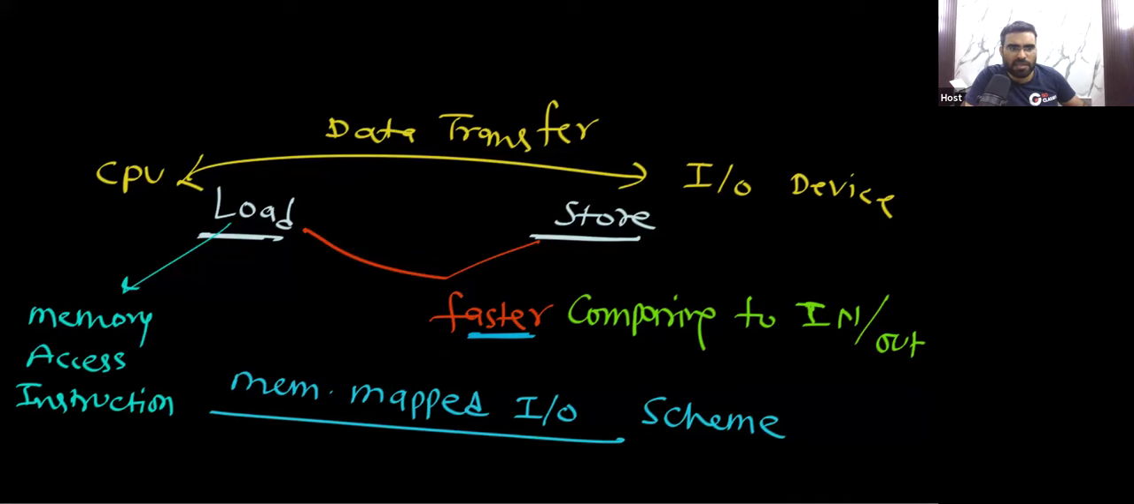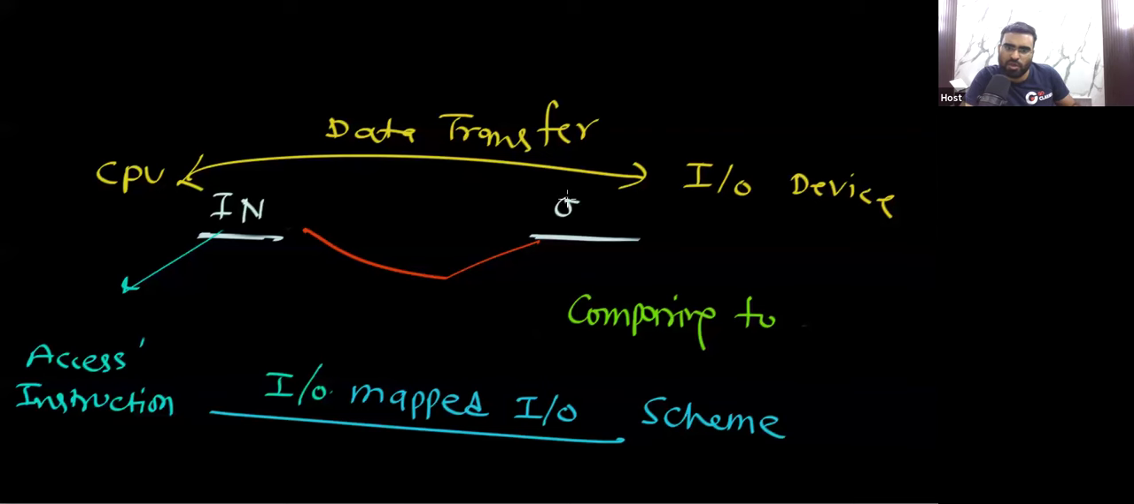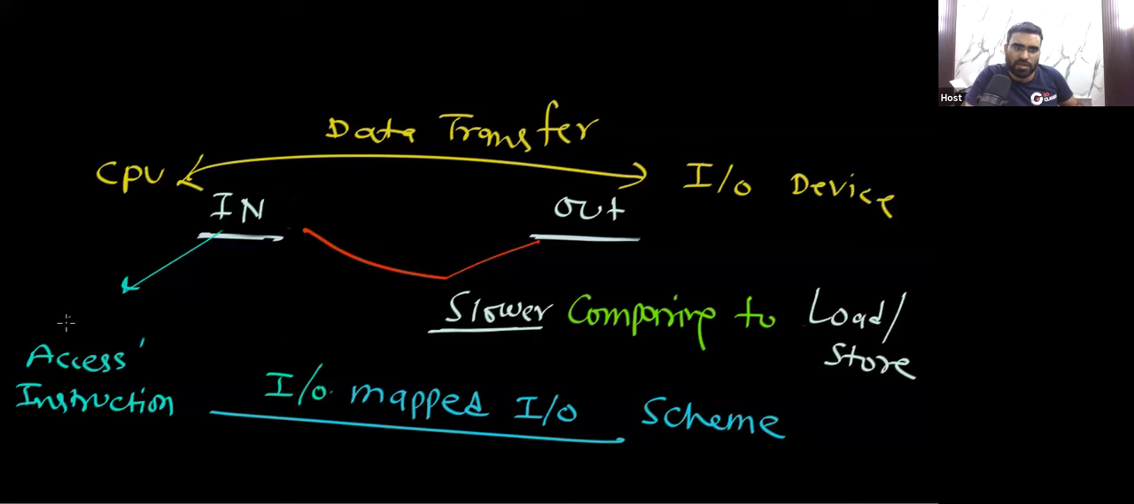And the same thing in the IO mapped IO, what will you do for data transfer? Very simple. In IO mapped IO, you will use IN and OUT. Yes or no? And they are slower compared to load and store, because these instructions are IO access instructions and they are slower compared to load and store.